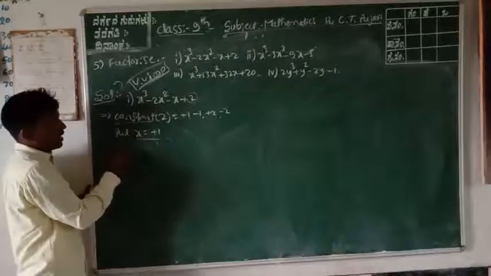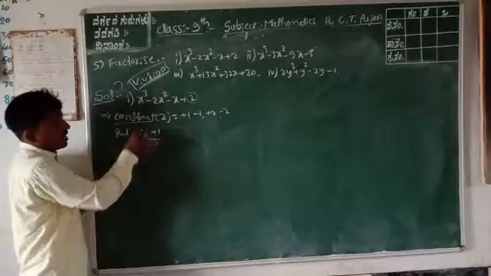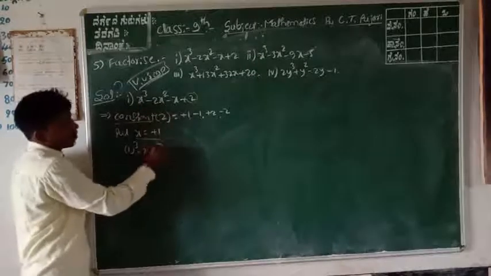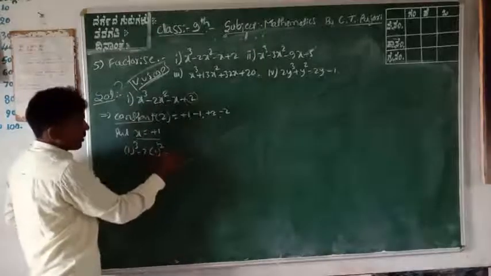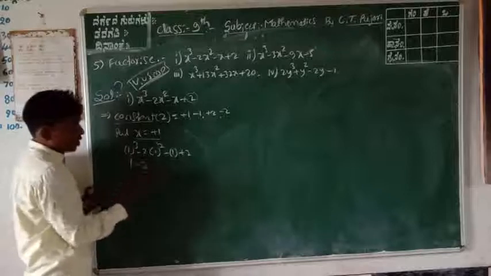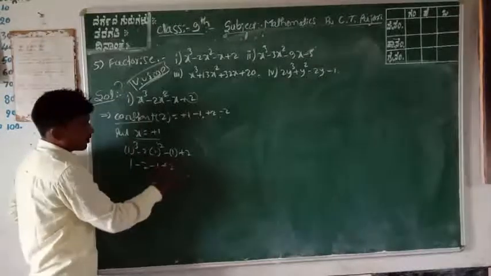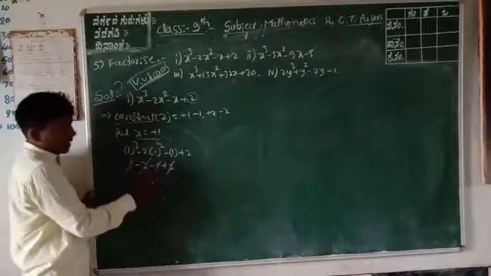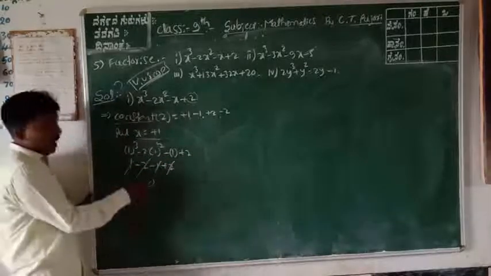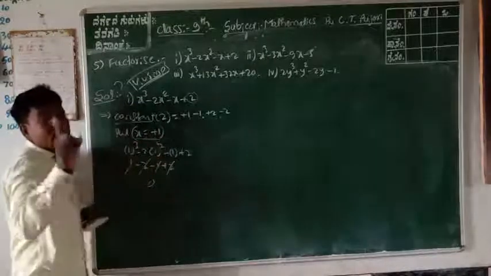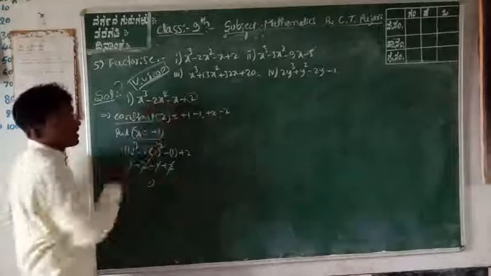You can put the x value 1 into x cubed minus 2x squared minus x plus 2: 1 cubed minus 2 times 1 squared minus 1 plus 2. That is 1 minus 2 minus 1 plus 2. Minus 2 and plus 2 cancel, plus 1 and minus 1 cancel, so the answer is 0. Therefore x equal to 1 is a zero of this polynomial.